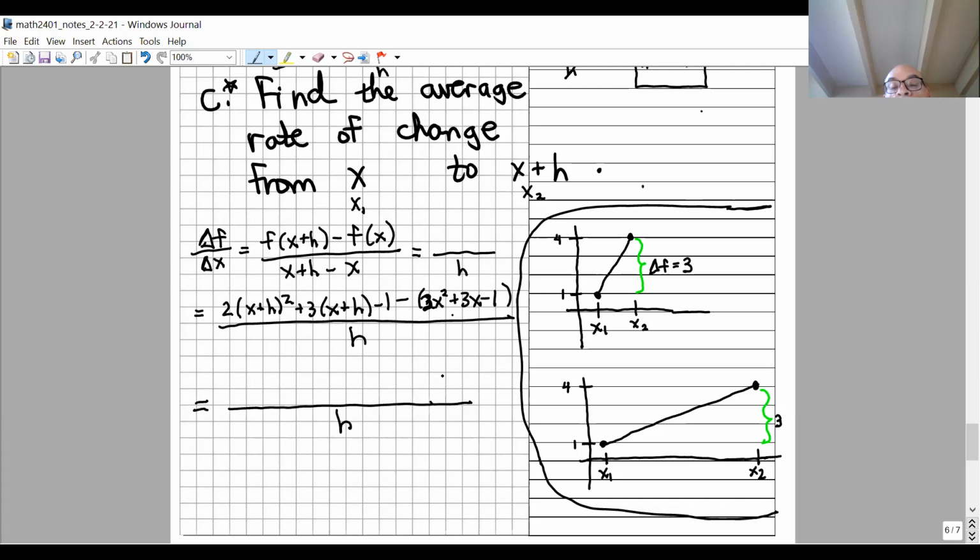Okay, so of particular importance is how do you square x plus h? Remember, x plus h squared means you multiply it by itself. So be careful about multiplying x plus h times x plus h. And then don't forget you have to multiply it by a 2.